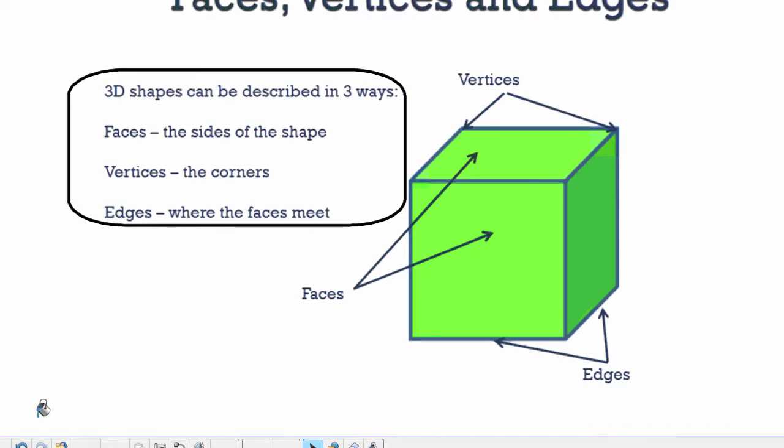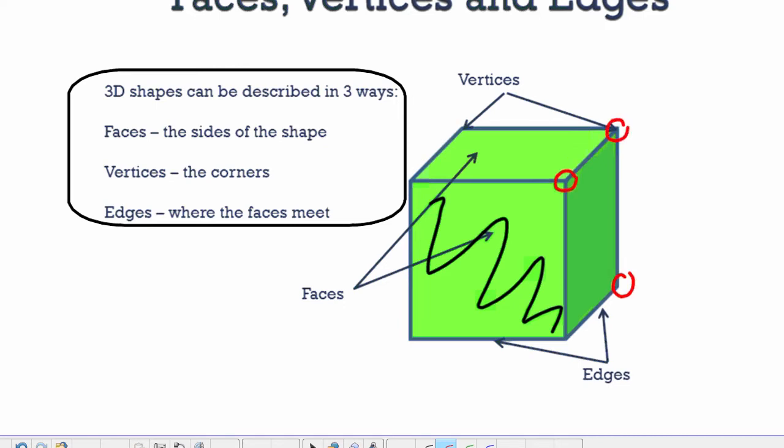Okay, on to 3D shapes. So 3D shapes are described in 3 ways. It has faces, and the faces are these flat sections here. Okay, so that's your faces. You have your vertices, and the vertices are the corners. So every time you see a corner, that is a vertex. But when we speak about more than one, we call them vertices.